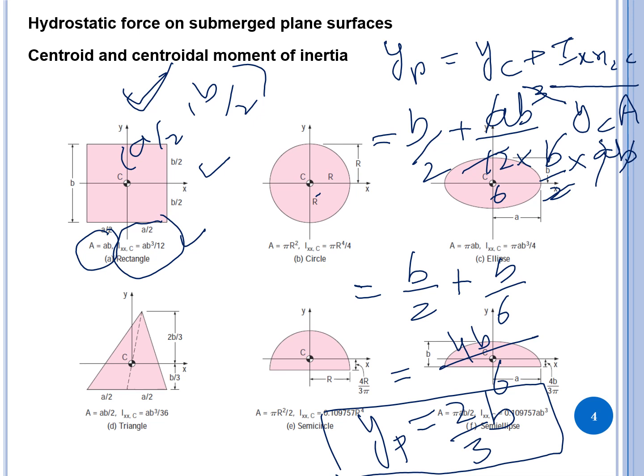In this way you can find out the centroid for a circle, for an ellipse, for a triangle or other shapes, a semicircle for example. I hope it is clear to you now how to find out Yp.